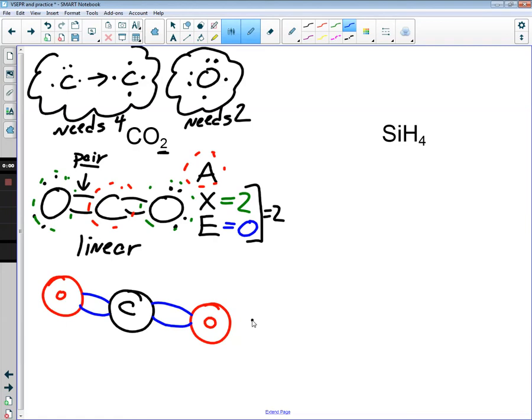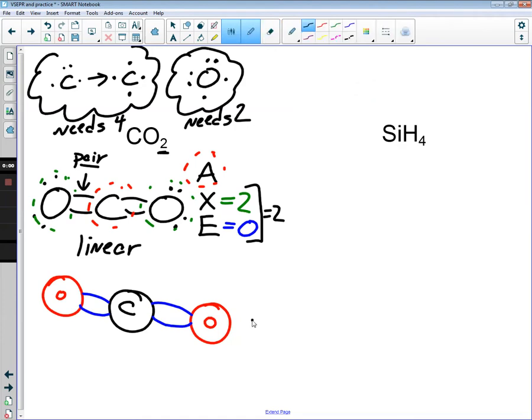SiH4, silicon tetrahydride. You know what that means now, right? Because tetra means what? 4. Very good. Okay? So it's going to be a silicon with 4 hydrogen atoms. You can figure out what the dot diagram is going to look like. How many valence electrons does silicon have? You're like, uh-oh. Well, look at where it is in the table and who's right over it? Carbon. And how many does carbon have? 4. Therefore, silicon has to have 4. Perfect. And guess what? Silicon does the same thing carbon does.